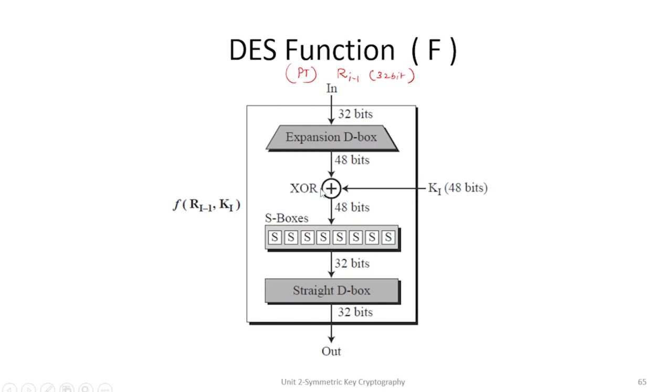The second operation is the XOR operation. The third operation is substitution, where S means S-boxes. In total, 8 S-boxes are available. These S-boxes are used to convert 48 bits into 32 bits. Then the fourth operation is permutation. After that, the answer is available. So this is the round function F, which is performed on R(i-1) and Ki.